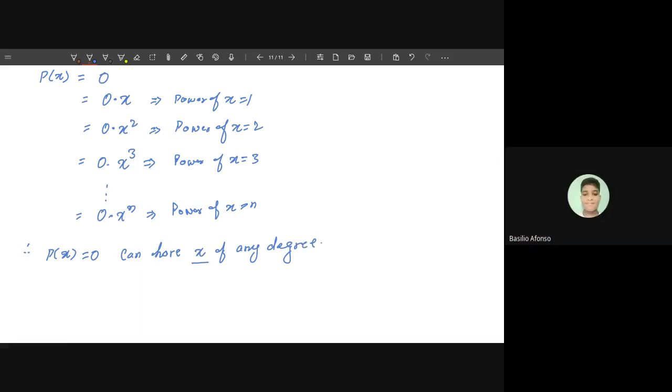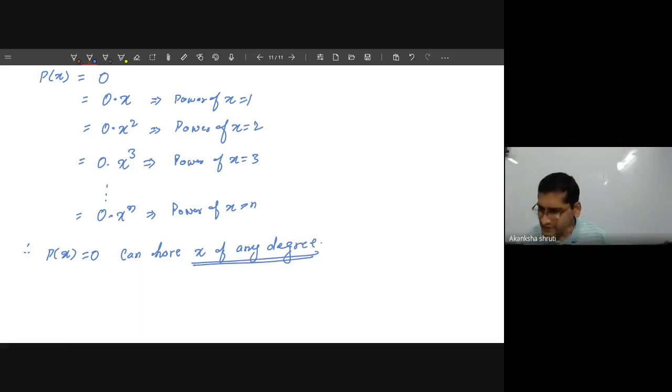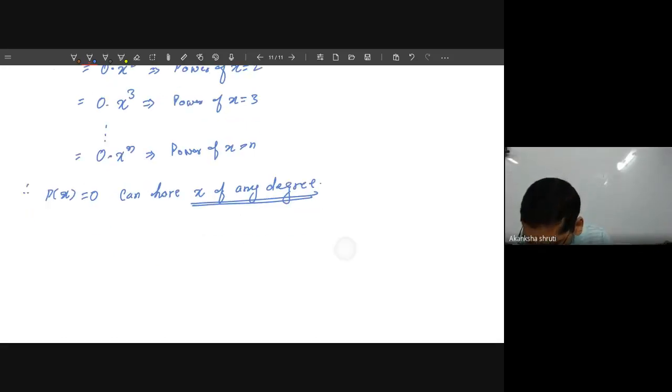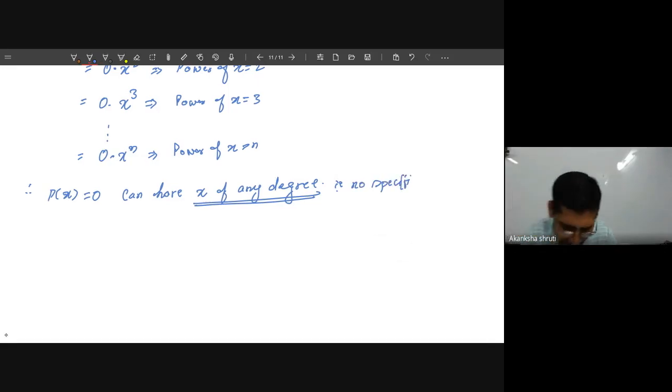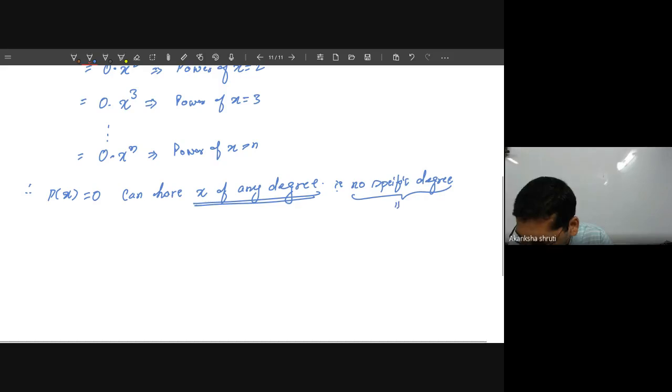Sir, can you explain it again? It cannot be written, so that can be any degree of x. Therefore, there is no specific degree. So where there is no specific degree, it is called not defined.